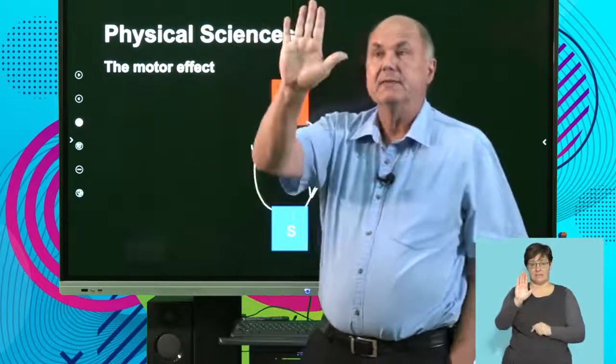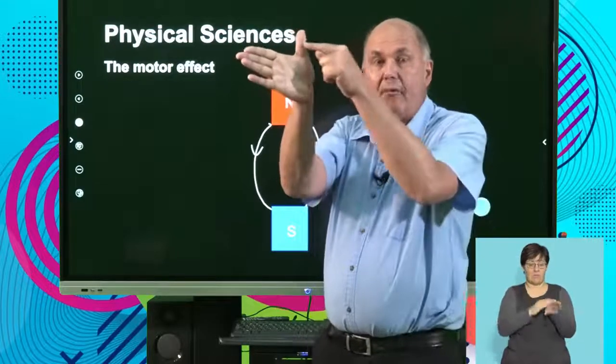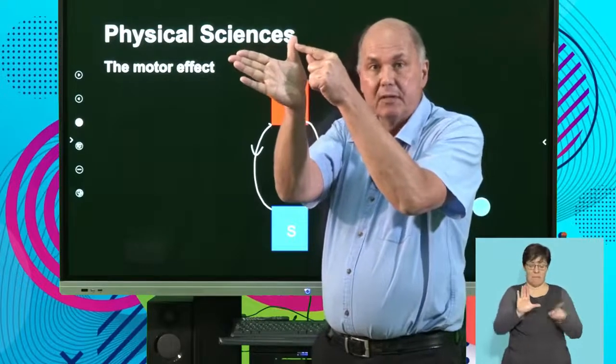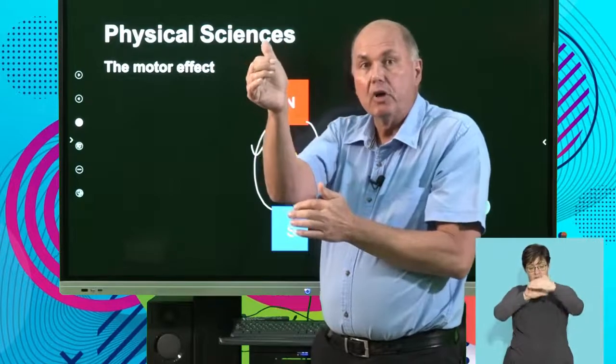Remember, I'm going to put my left hand away, put it in my pocket, and I'm going to use my right hand. And the right-hand rule says, if you are taking a single conductor, then point the thumb in the direction of the current. And then the field lines will be the curl of the fingers.